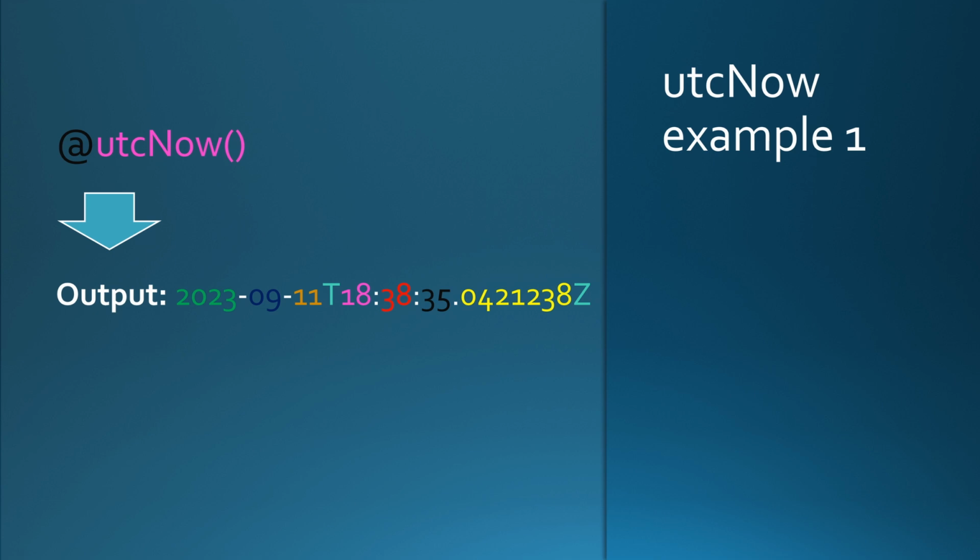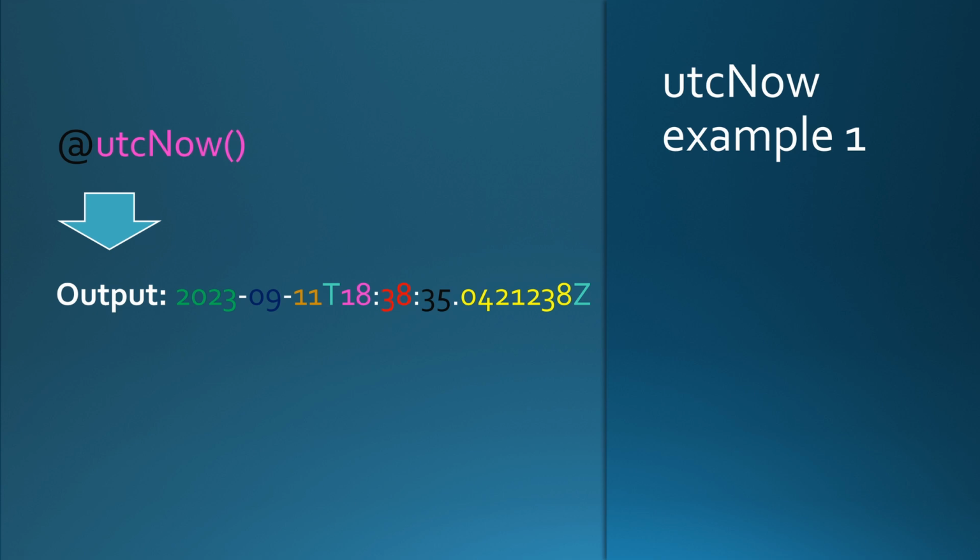Then we have a T that separates the year, month, day from the hours, minutes, and seconds. After the T, we have hours, then we have a colon, then we have minutes, then another colon, then we have seconds, and then a period, and then fractions of a second. And then as the last thing, we have a Z, which describes that this is a zero time zone, meaning a UTC timestamp. Next, let's cover another UTC now example.